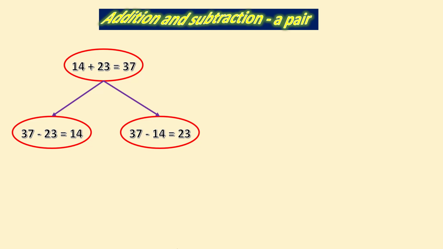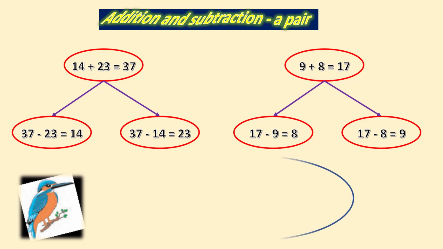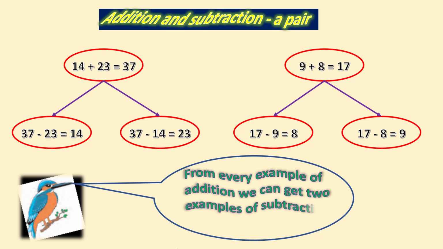Let me explain with another example. 9 plus 8 is equal to 17. Look at these three numbers: 9, 8 and 17. We make two subtraction examples from this one. One is 17 minus 9 is equal to 8, and second is 17 minus 8 is equal to 9. Here one addition example makes two subtraction examples. So from every example of addition we can get two examples of subtraction. You can check this for yourself.